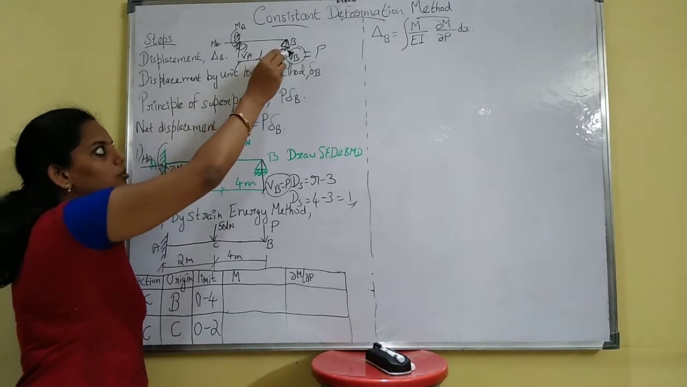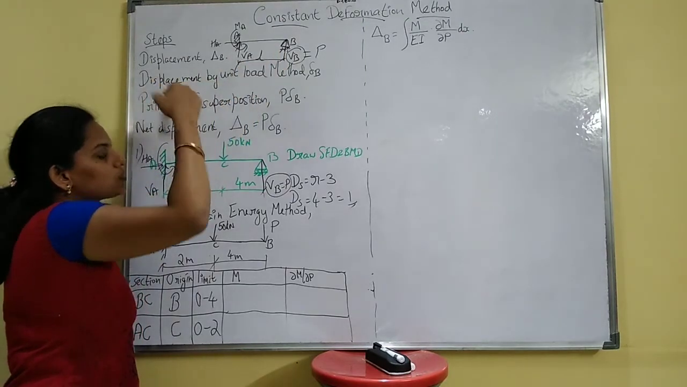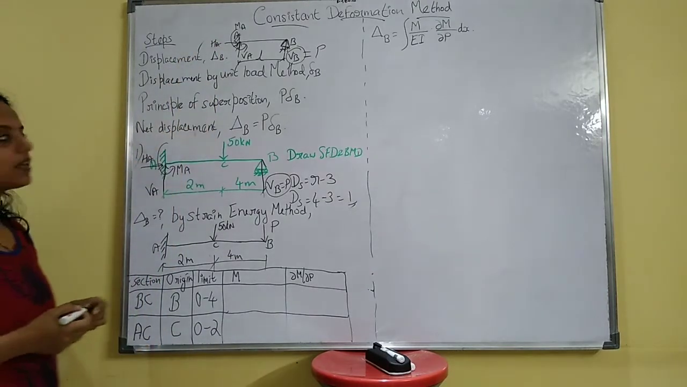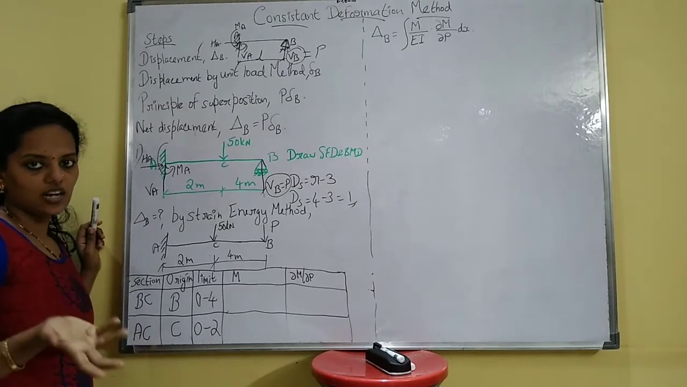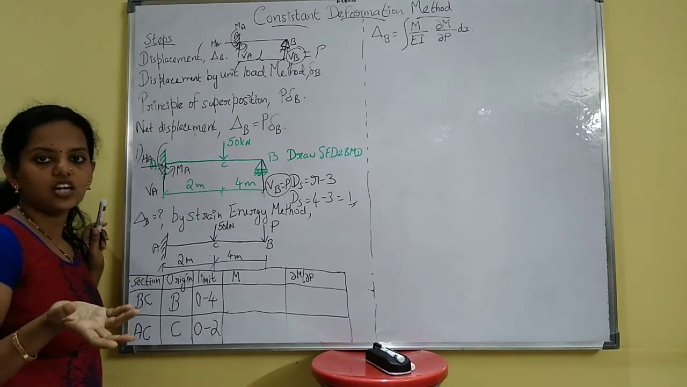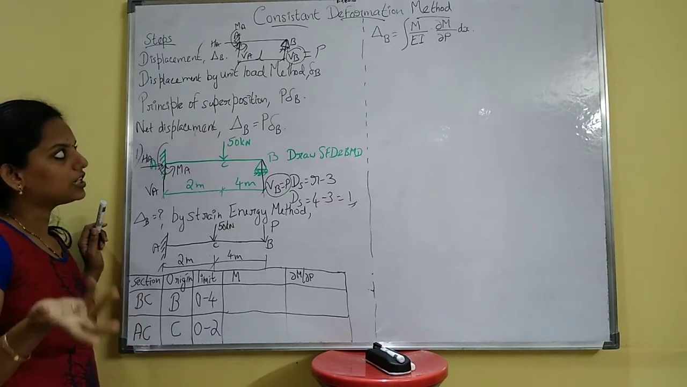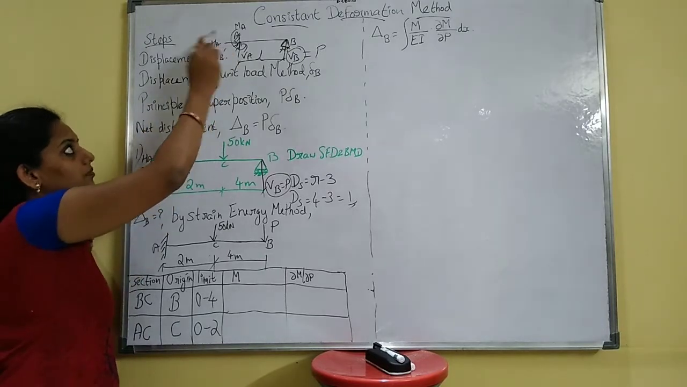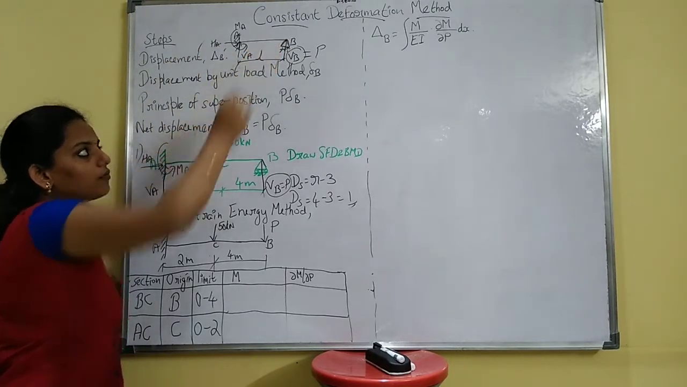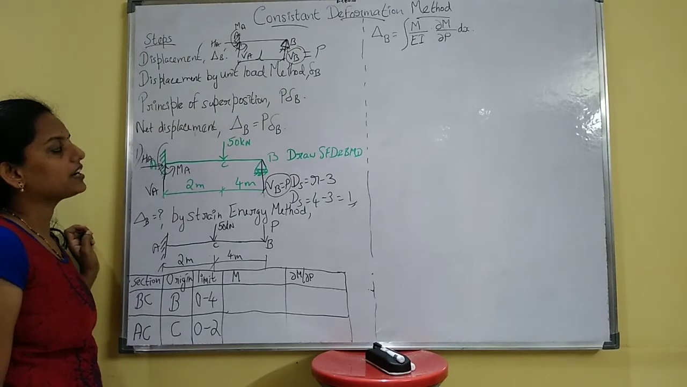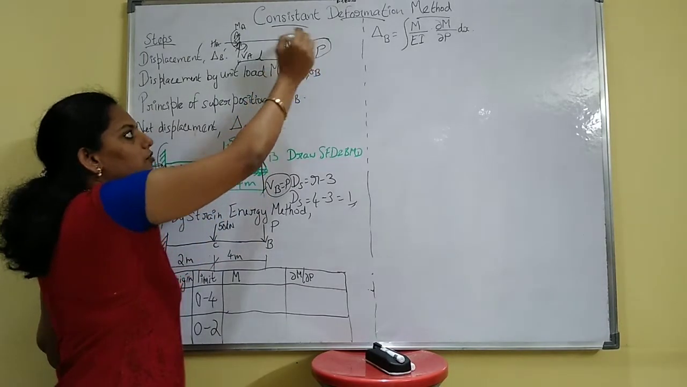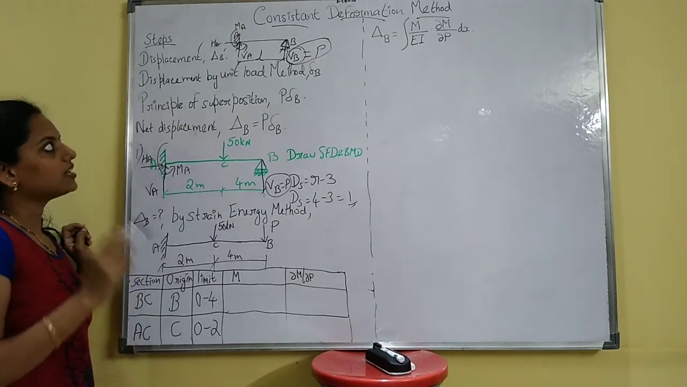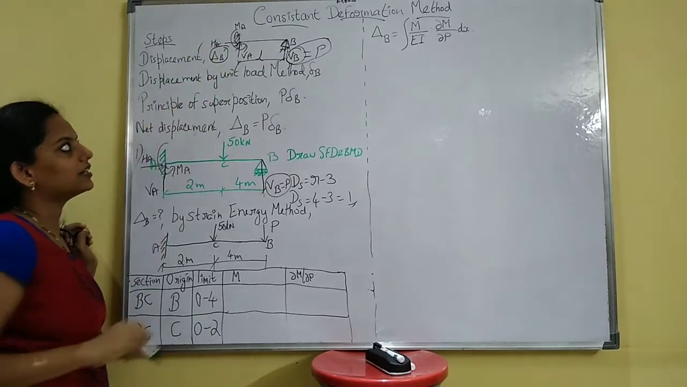First step is to remove this redundant force, and first find out the displacement using any method. You have so many methods to find displacement, that is the strain energy method, or you can use the conjugate beam method, moment area method, or unit load method. Using any method you can first find the displacement at the point where you have removed the redundant force. Once that is done, that is nothing but your delta B.